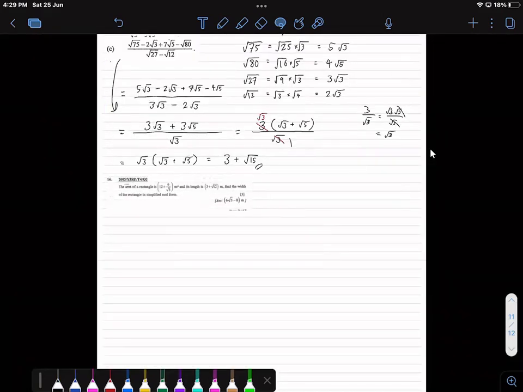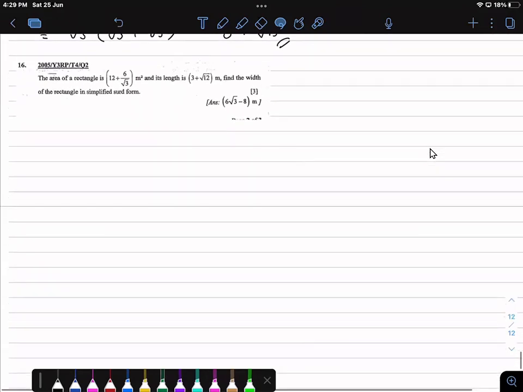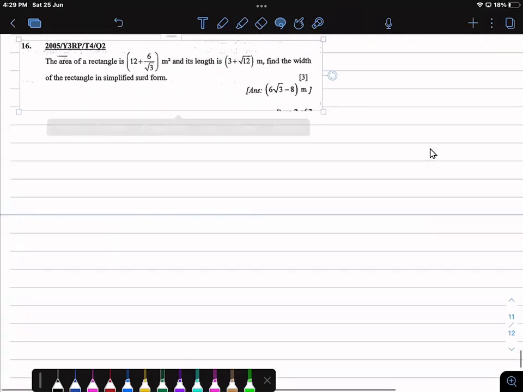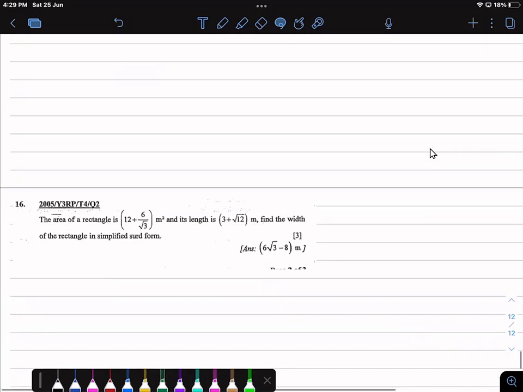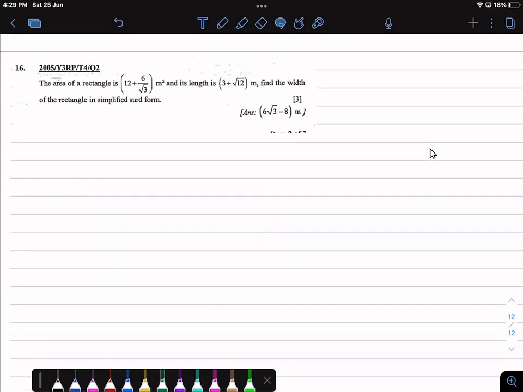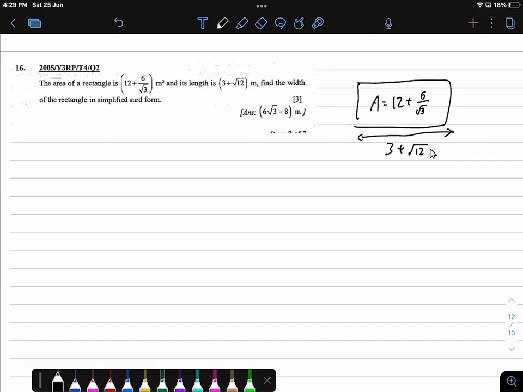Okay, Ken, question 16, go. Do you want to try on your own? Area of a rectangle. I'll give you a hint first. I'll draw the rectangle for you. The area is 12 plus 6 over root 3. Take out paper and pen and try it on your own. The length is 3 plus root 12. Later you can take a photo and send. I'm trying to find the width.